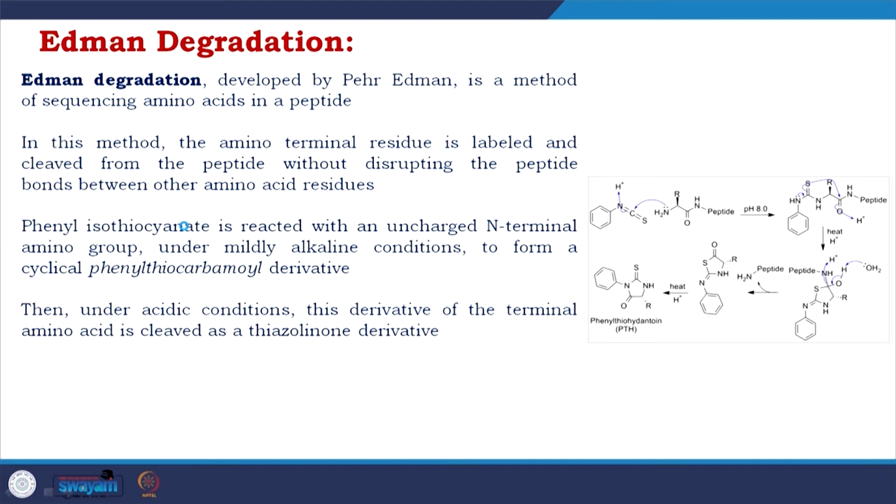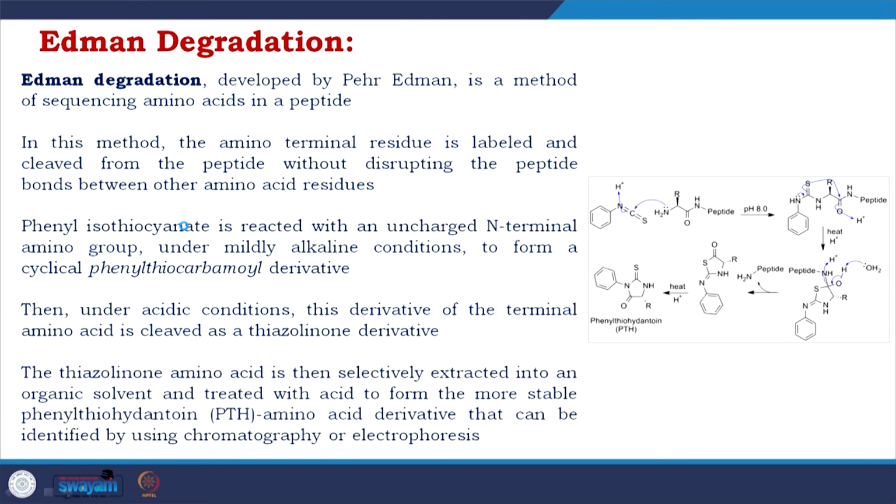Then under acidic condition, this derivative of the terminal amino acid is cleaved as a thiazolinone derivative, and ultimately this thiazolinone amino acid is selectively extracted into an organic solvent and treated with acid to form a more stable PTH, or phenyl thiohydantoin. This can be identified by using chromatography or electrophoresis. So, in this way you could keep identifying the N terminus amino acid.